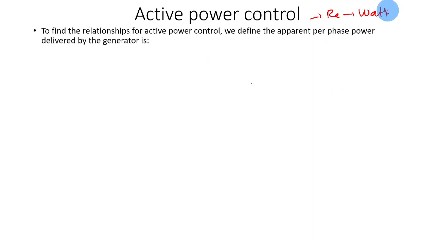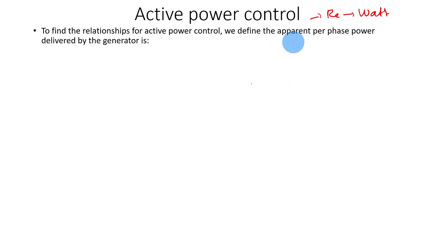Let's talk about active power control. How do we control the active power? Basically, active power is real power, which is also called watt, with the unit watt. First we need to find the relationship for active power control.